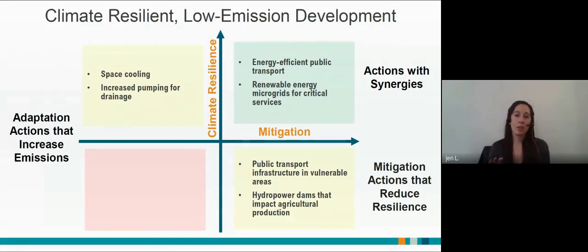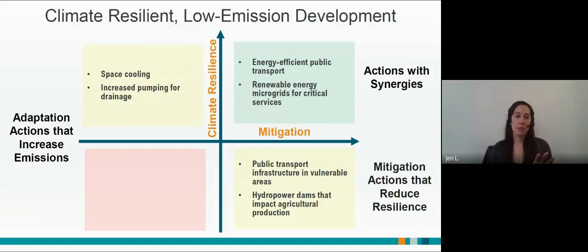Actions in the lower right-hand corner, that quadrant, represent things that improve mitigation, so they're reducing greenhouse gas emissions, but they're also reducing resilience, or they're maladaptive. So if you say, okay, we want public transport, it's going to help improve our emissions profile, but we site that public transport in vulnerable areas, clearly that's reducing resilience. Same thing with hydropower dams. Sometimes developing hydropower dams can be a great way to improve GHG emissions in the energy sector, but sometimes those hydropower dams may impact agricultural production, and that can be maladaptive.